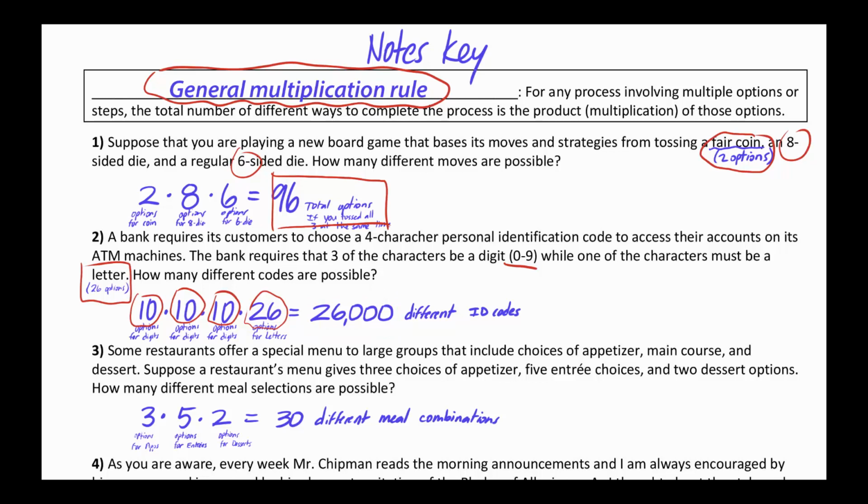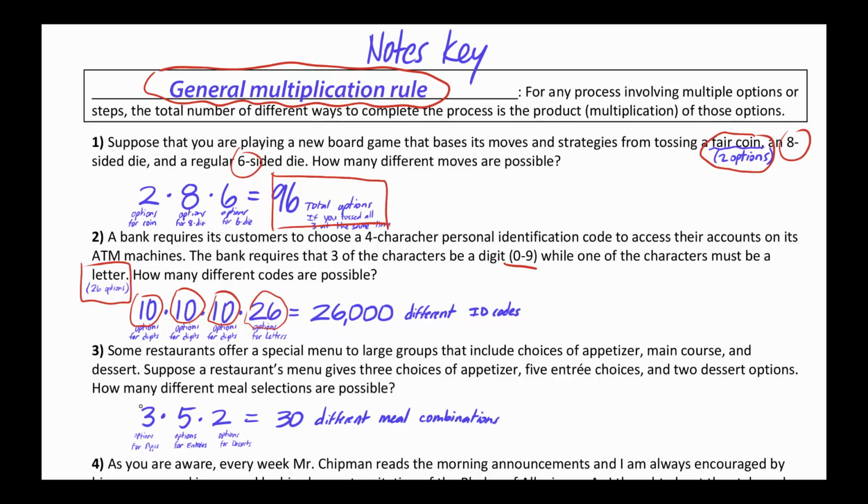Question number 3. Suppose restaurants offer a special menu to large groups that include choices of an appetizer, main course, and a dessert. Suppose a restaurant's menu gives 3 choices for an appetizer, 5 for their entrees, and 2 dessert options. How many different meal selections are possible? Well, this is pretty easy.